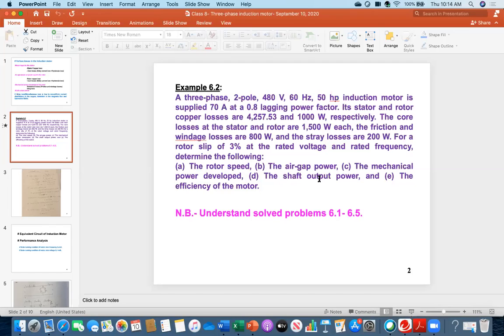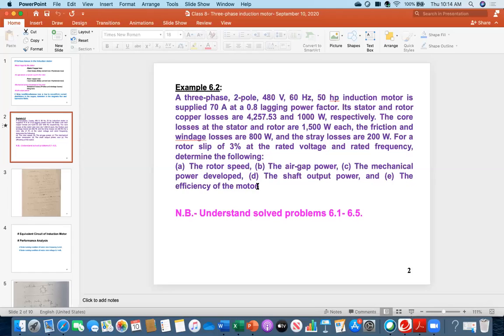What is the air gap power? Air gap power means input to the rotor circuit, input to the rotor, not the stator. Then the mechanical power developed: at first you have to calculate input power, subtract stator core loss and copper loss, then subtract rotor copper loss and rotor core loss, then you will get mechanical power and the shaft output power. We just discussed this a few minutes back.